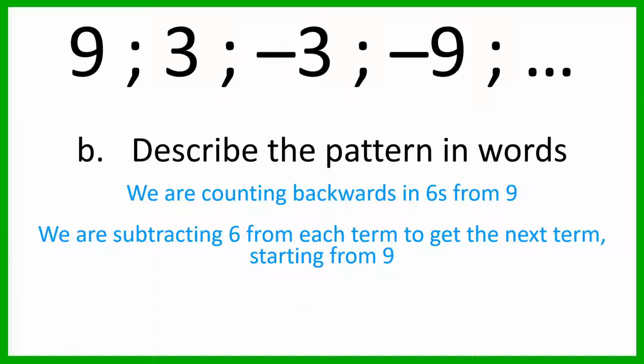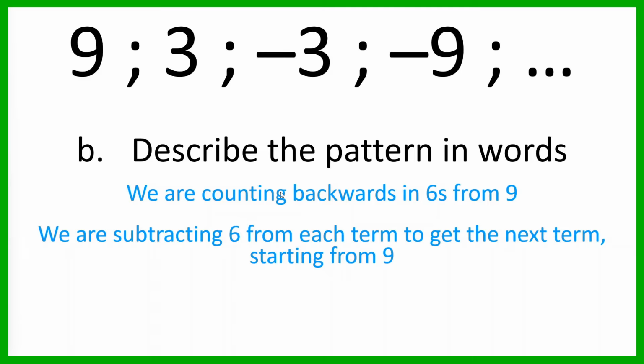The next way is to talk about how you get from one term to the next term in the pattern. If you look at this, you would get from the first term to the second term by subtracting 6. And the same thing from the second term to the third term by subtracting 6, and so on. So in this case we are subtracting 6 to get from each term to the next term. And then you also have to say where you're starting from. Just like we did over here, so we're starting from 9. Otherwise, just saying that you're subtracting 6 from each term to get the next term doesn't actually tell you enough to be able to see what the pattern would be.